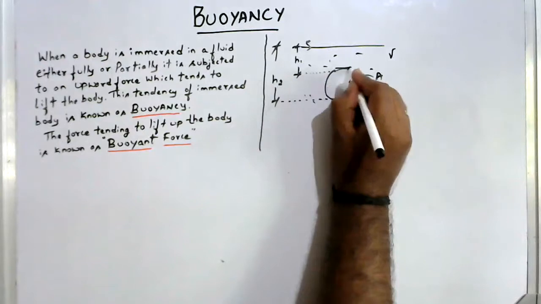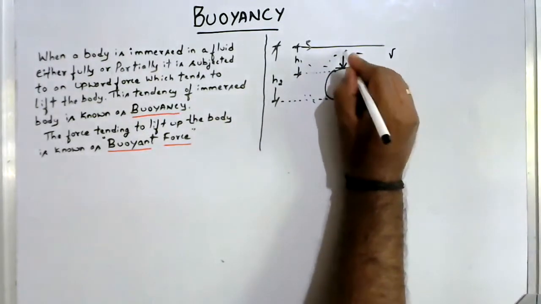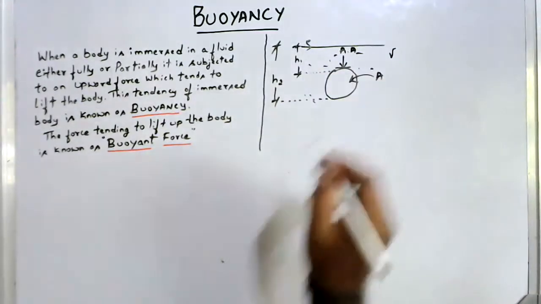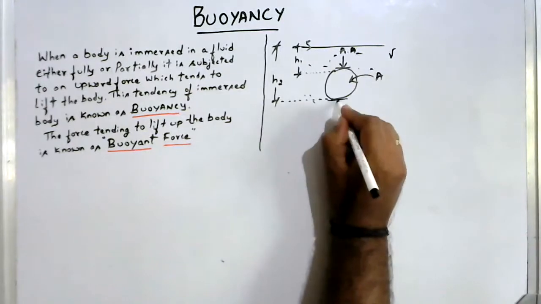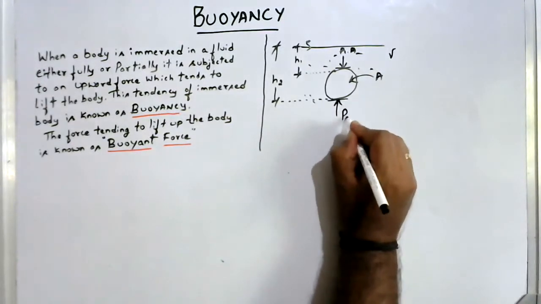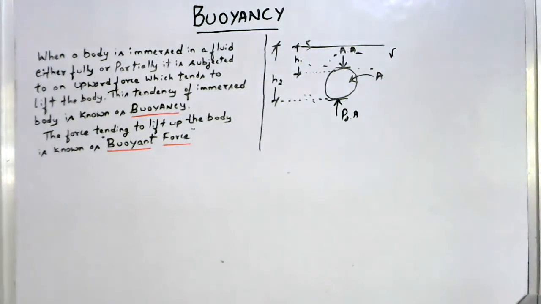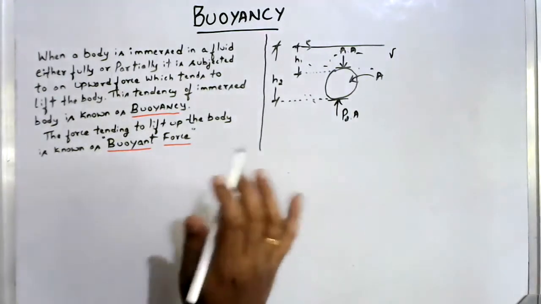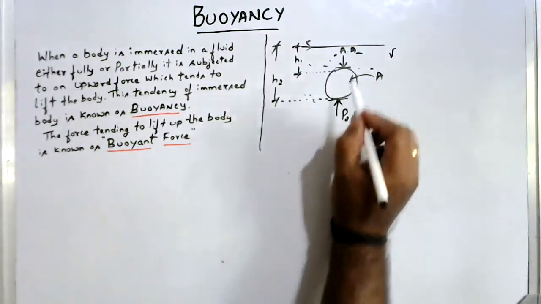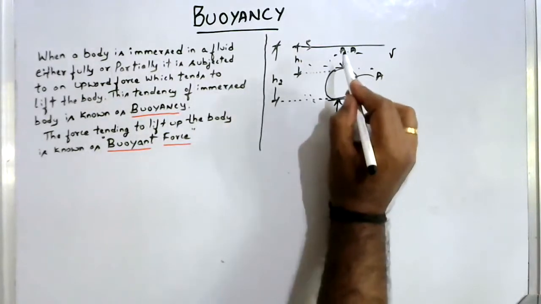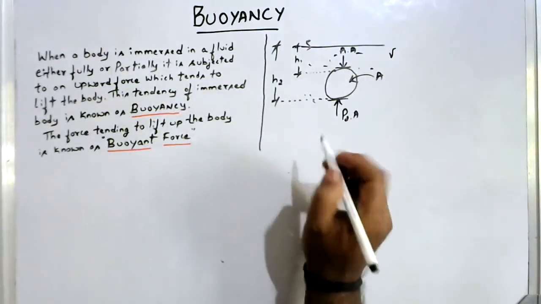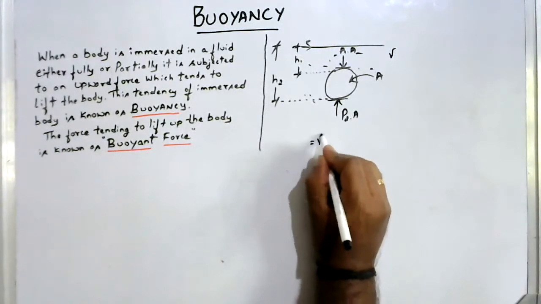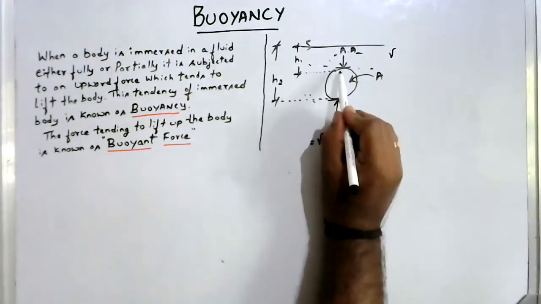The upper pressure force will be downward, which is given by P1 multiplied by area. For this surface, I'll take it as 1. For the bottom surface, the pressure force will be P2 multiplied by area, where P1 and P2 are the pressures at the top and the bottom surfaces respectively. Then the hydrostatic pressure force created at the top is P1 into area. But what is P1? P1 is the hydrostatic pressure, which is given by the density of the fluid multiplied by the depth of immersion.